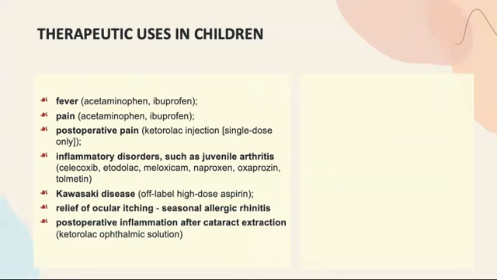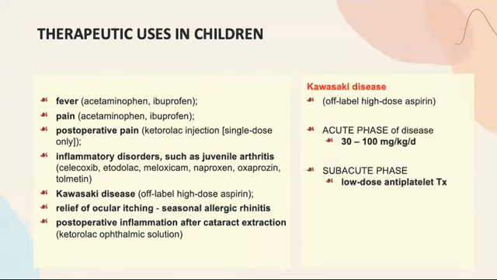Remember that aspirin is avoided in pediatric populations due to its potential association with Reye syndrome, but it is given in high doses, around 30 to 100 milligrams per kilogram per day, to treat children during the acute phase of Kawasaki disease, and it is followed by low-dose antiplatelet therapy in the subacute phase.